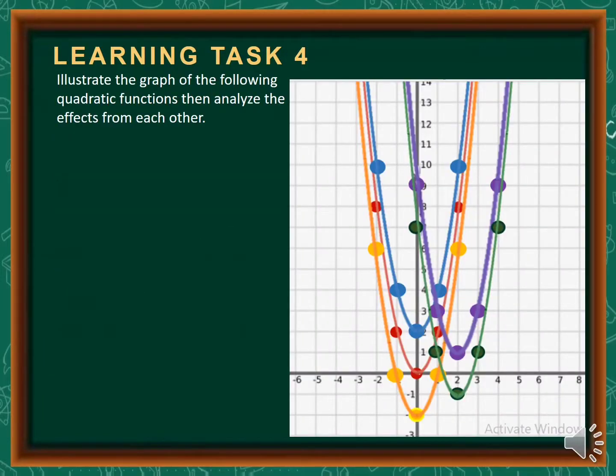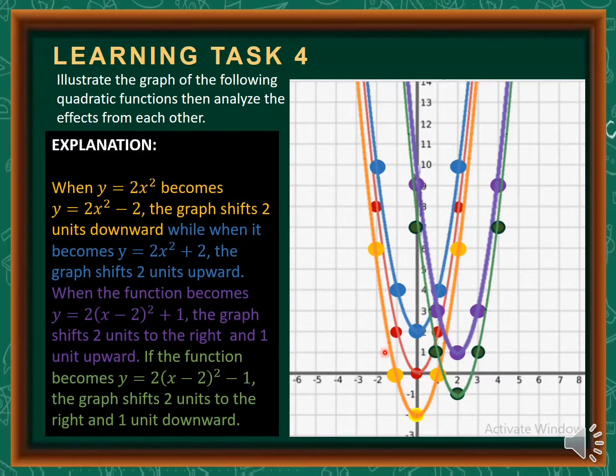If you're going to explain it, if the function becomes y is equal to 2 times x minus 2 quantity squared minus 1, the graph shifts 2 units to the left. Tama ba? To the left ba? 2 units to the left? Oh, no. 2 units to the right.